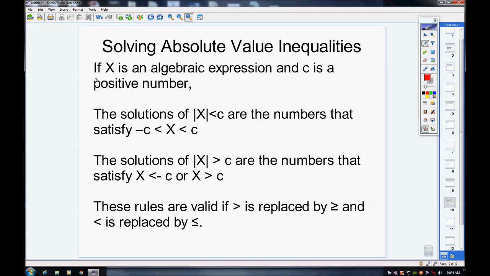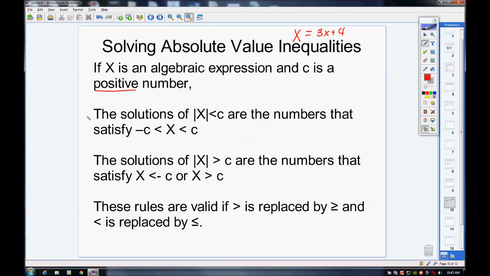It says that if X is an algebraic expression, and notice they're using a capital X. What they're using capital X to represent is something like 3x plus 4 or x minus 2. So inside the absolute value bars, you're going to have a statement that looks similar to 3x plus 4 or x over 2 minus 6, anything like that. So X represents that algebraic expression that's in the absolute value bars, and c is a positive number. Notice the positive, we can't have a negative with absolute value because absolute values never equal a negative.